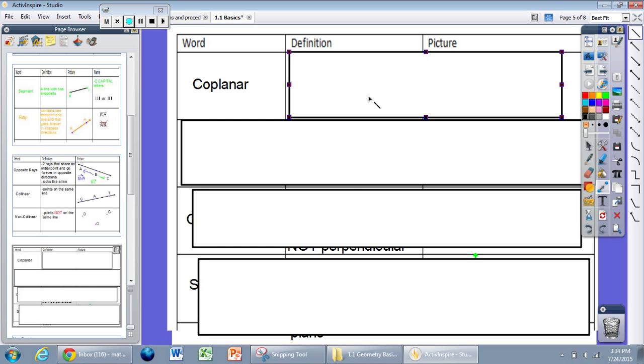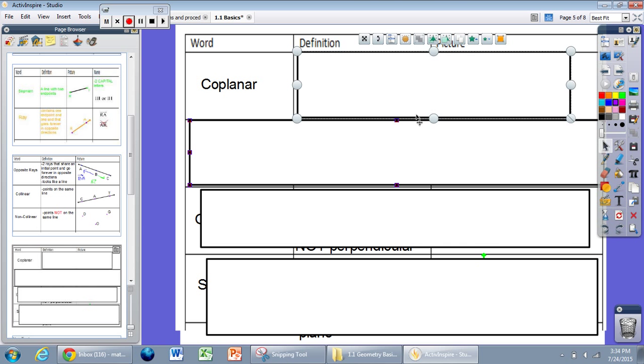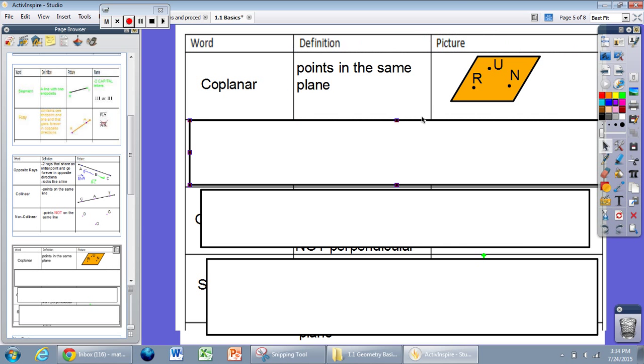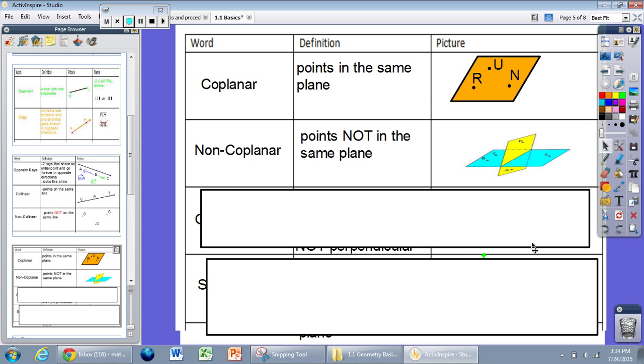Kind of like collinear, but not exactly, we have coplanar, which means you have points on the same plane. So you see here R, U, and N are all on this plane right here. The opposite of coplanar is non-coplanar. So these are points not on the same plane.